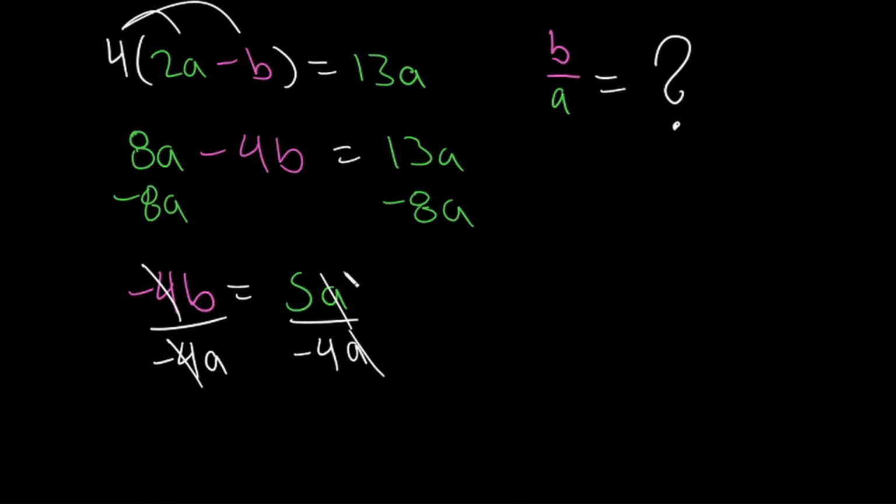So finally, we have our answer. b divided by a is equal to 5 divided by -4, which is -5 divided by 4. Remember, the negative floats. So b divided by a is equal to -5 divided by 4.